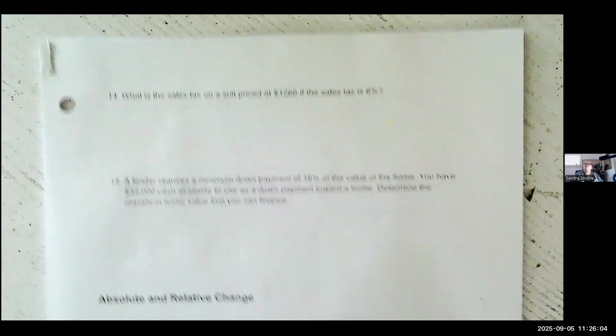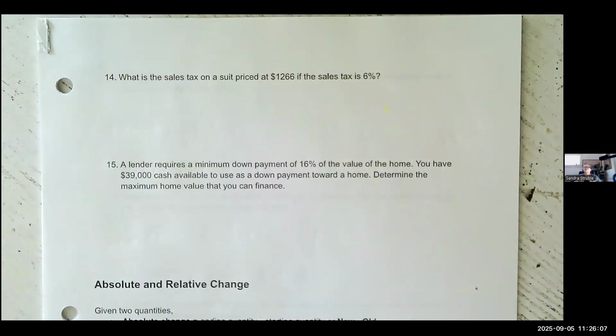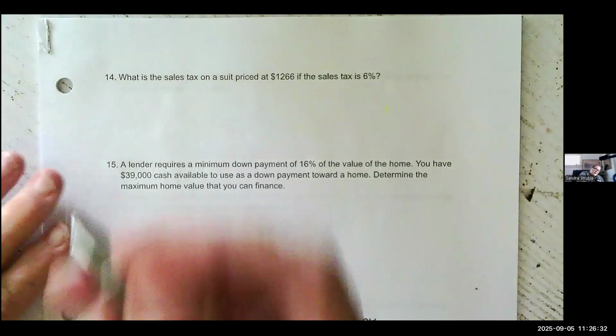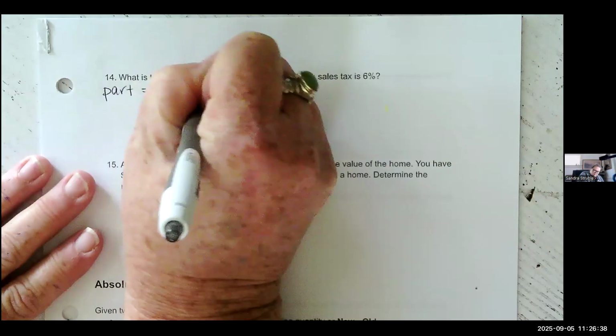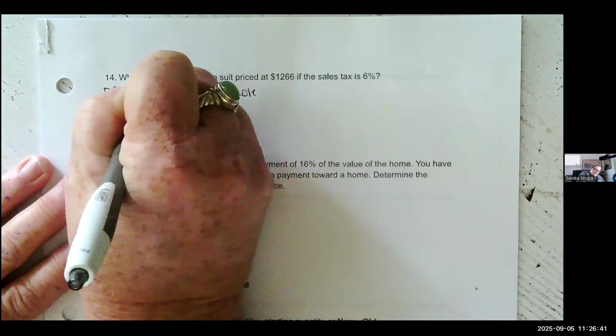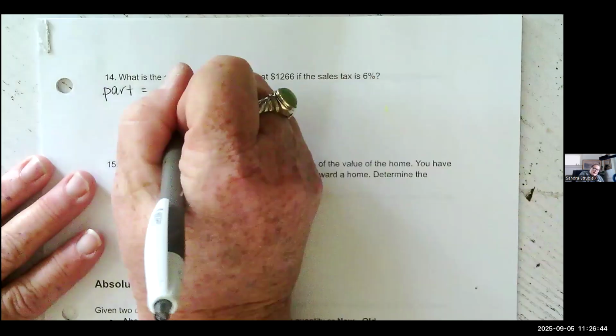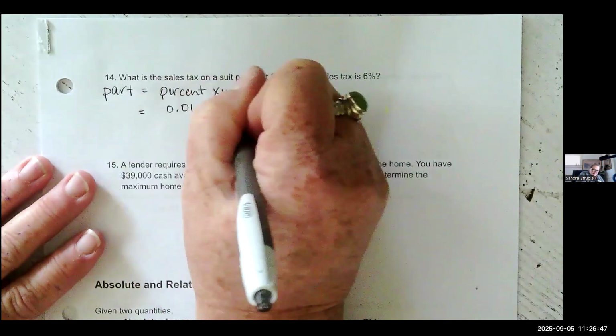All right. What is the sales tax on a suit priced at $1,266 if the sales tax is 6%? So again, we're just looking for the tax, and the sales tax is part of the whole, because the whole is 1266, and the part is the part we're looking for. So part is percent times whole. So that is 6%. 6 divided by 100 is 0.06 times 1266.